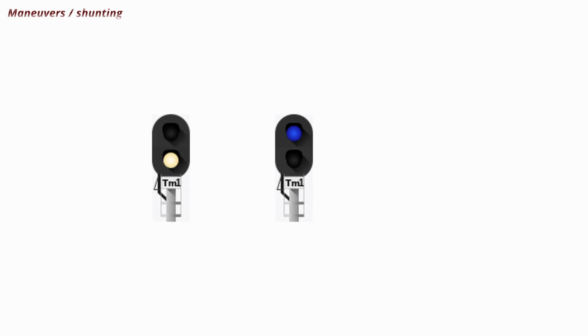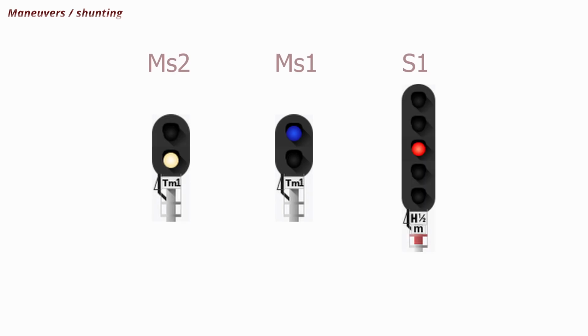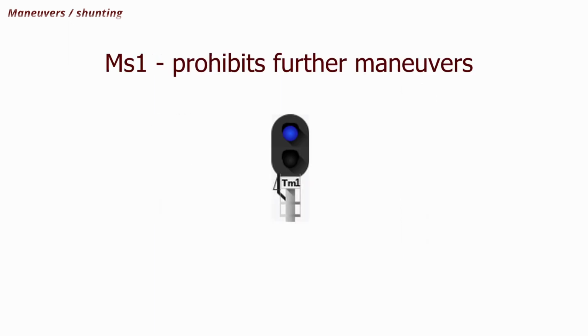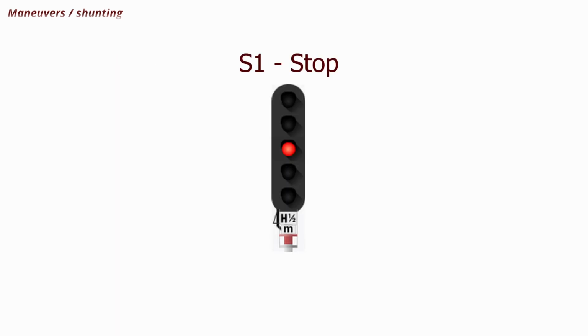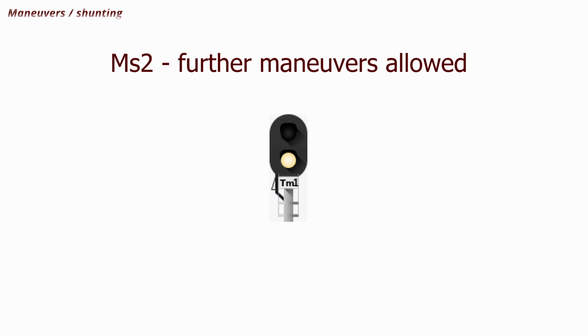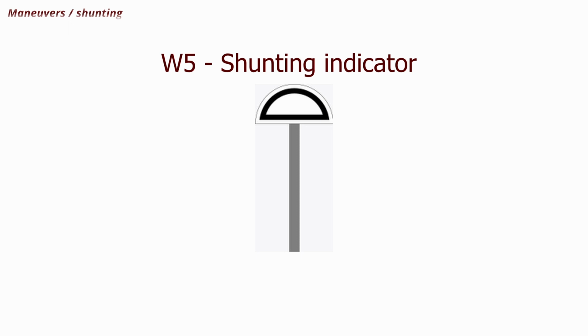In the maneuver mode, we are interested in MS1, MS2, and S1 signaling. The MS1 signal prohibits further driving beyond the semaphore, just like S1. MS2 allows you to continue driving in maneuver mode. Let's add as a bonus information that the W5 sign prohibits further maneuvering.